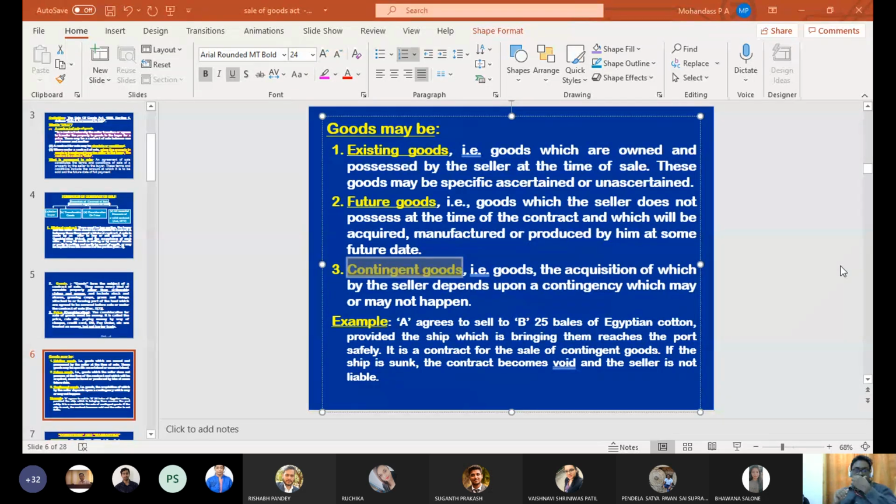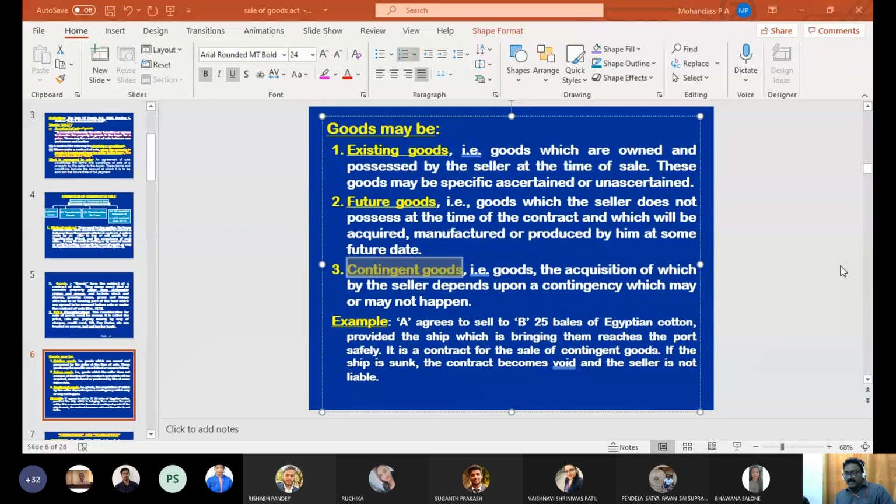I'll explain now. Let us take the example of Vaishnavi. Vaishnavi, you wish to buy, say, about 25 truckloads of Egyptian cotton from me. I am the distributor and seller of Egyptian cotton. And you approach me, sir, I want to buy certain Egyptian cotton from you. An offer is made, accepted. It becomes a contract now. But it becomes a contingent contract with respect to contingent goods.